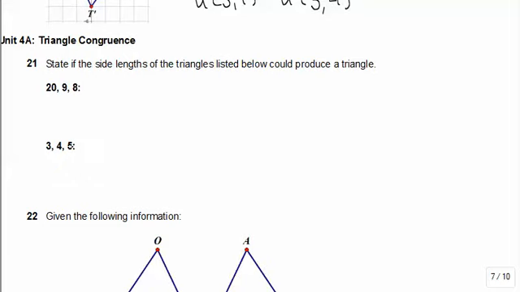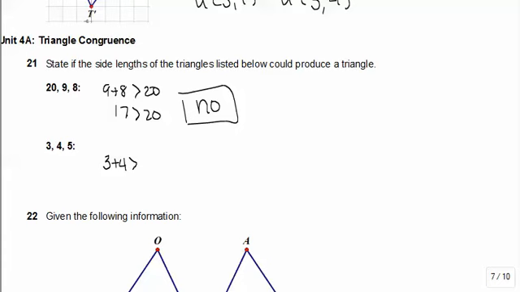To check if these could be a triangle, you add the two smaller sides of the triangle, and they should be greater than the largest. So is 9 plus 8 greater than 20? That's 17. It is not greater than 20, so this does not produce a triangle. Does 3 plus 4, is that bigger than 5? 7 is greater than 5, so this, yes, does produce a triangle.